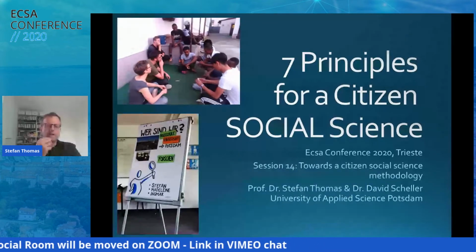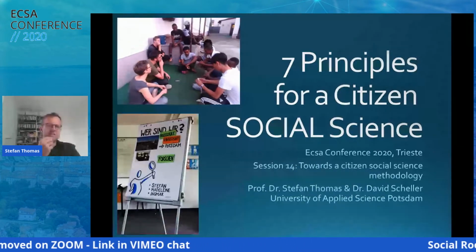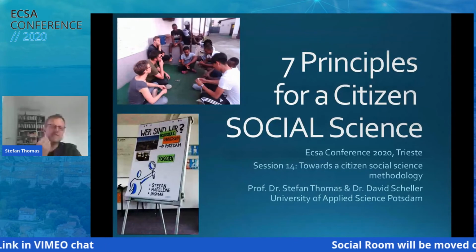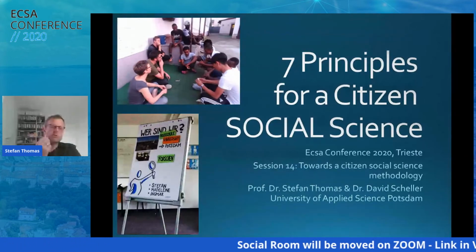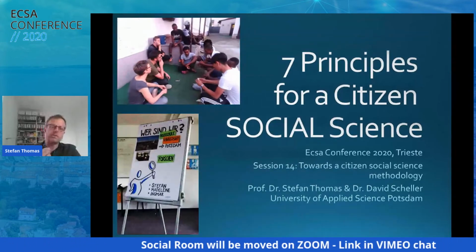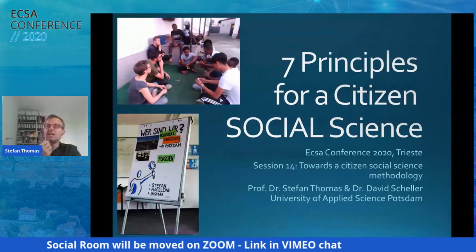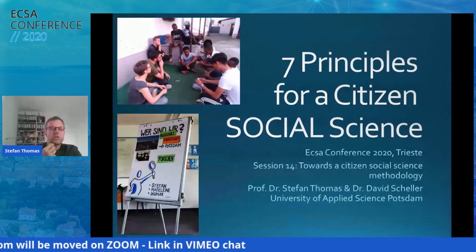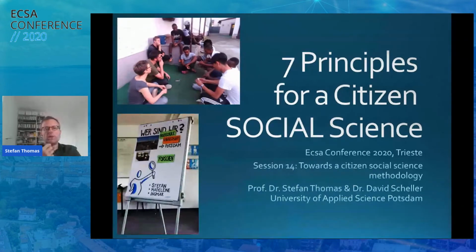Okay, my topic is 7 Principles of Citizen Social Science. David and I want to propose in this paper 7 Principles of a Citizen Social Science. This should not be a substitution of or an opposition to, but more amendments to the original 10 Principles of Citizen Science. Our ambition is to initiate a discussion about principles that are specific for researching social science topics.